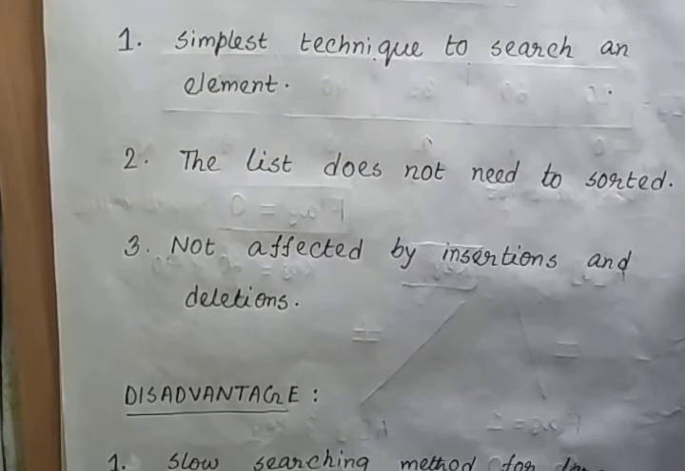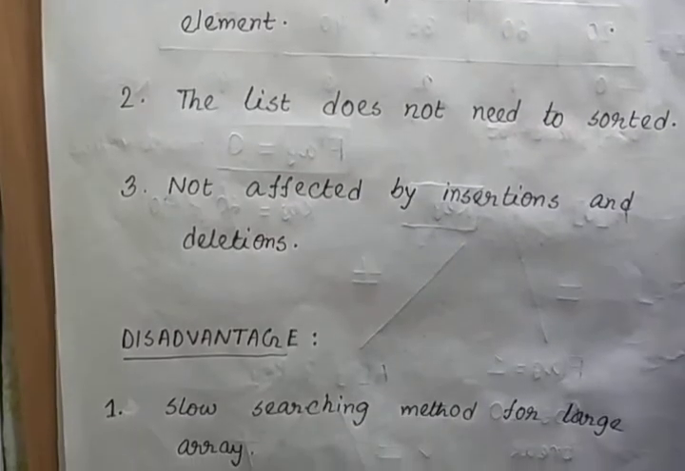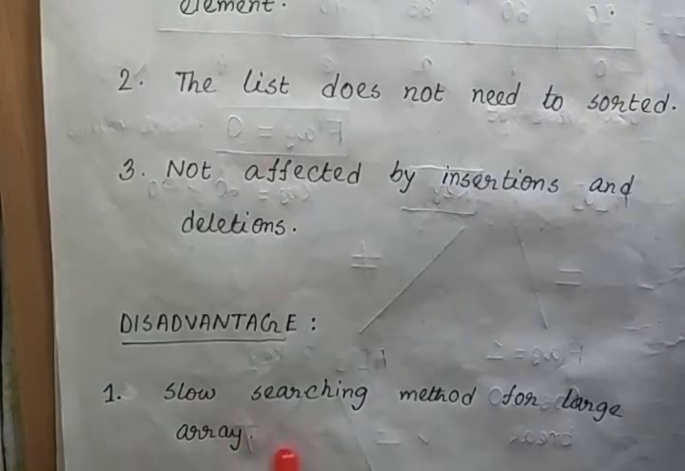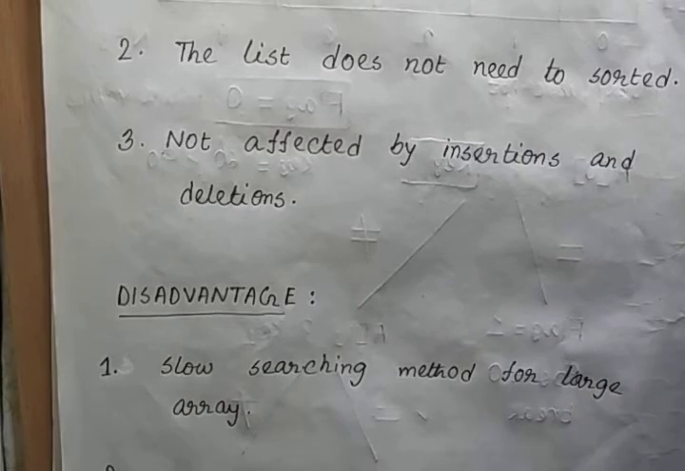Okay, so in that case also the linear search will work, right? Now the disadvantage is, as you see it is written, that it is a slow searching method for large arrays. Why am I saying that? Just think about it: suppose the array contains a large number of elements, maybe 400, and the key element that you need to find is present at the last position of the array.